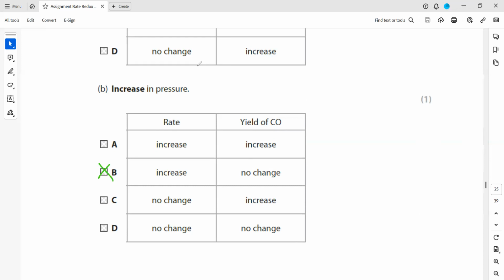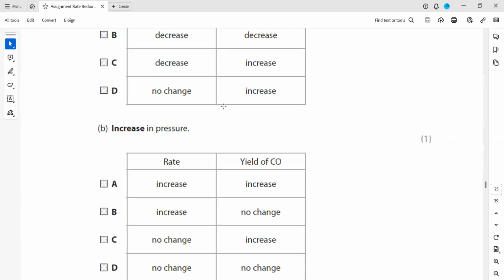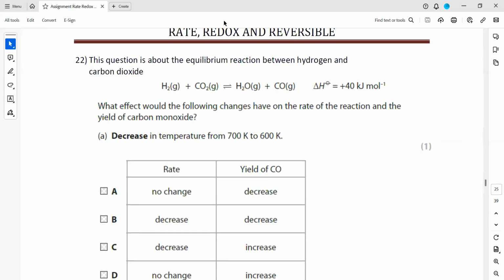So if we increase the pressure, the rate of the reaction will be faster, but the amount of product does not change, as we have equal moles of gas. If one of them was not a gas, for example, what if this water was produced in a liquid state? Then we'll have 2 moles and 1 mole.